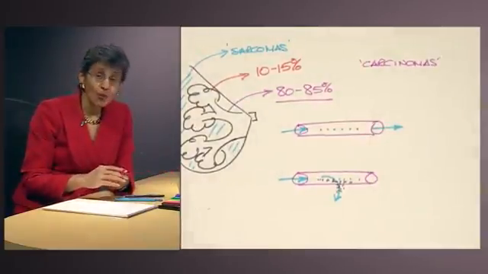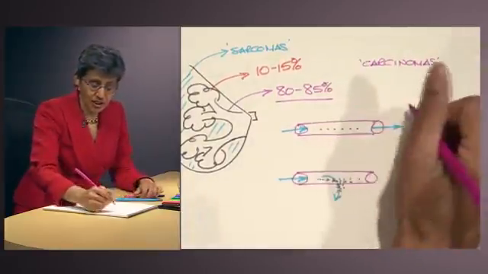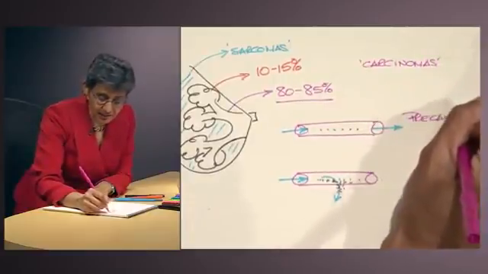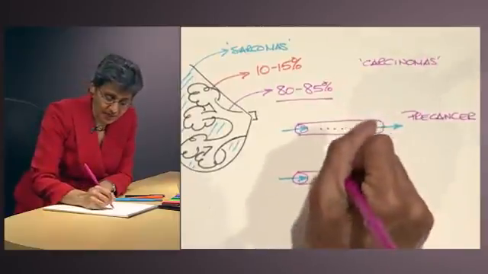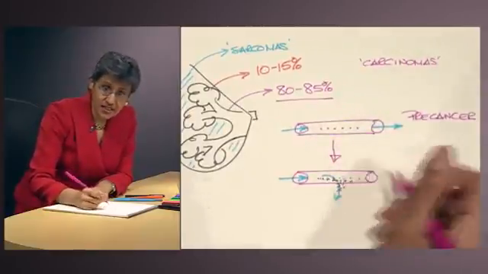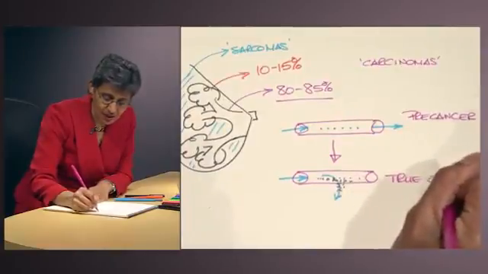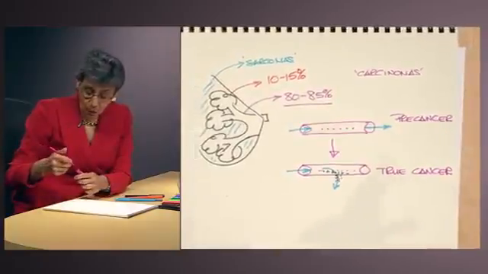Well, cancer works exactly the same way. This first situation is what I call a precancer. It doesn't leak, it doesn't spread, it doesn't go anywhere, it doesn't do anything. But given time, it could turn into this situation, which is what I call a true cancer. Now, true cancers have the ability to spread. Why?